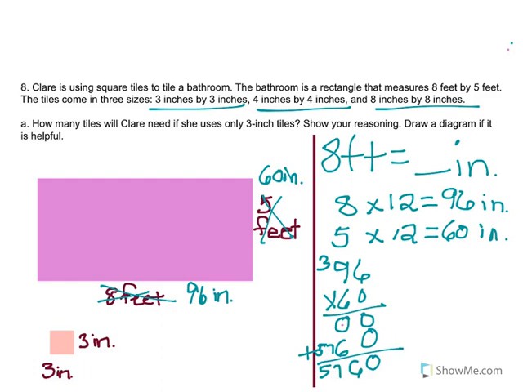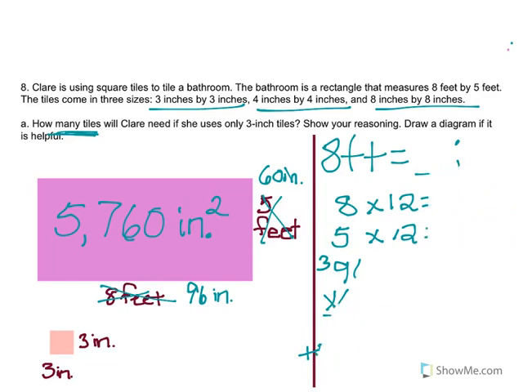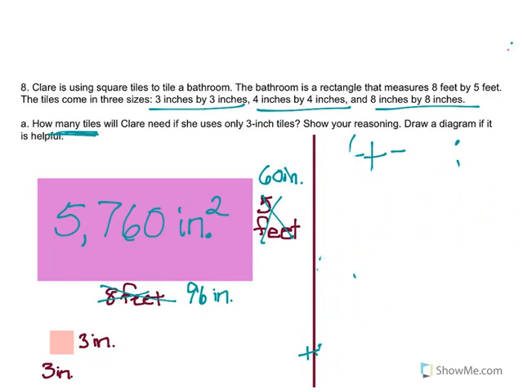So I know my area is 5,760 square inches, right? Am I done? No. All I've done is figure out the area. I have not figured out how many tiles Claire needs. So that's going to be my second step here. So I'm erasing so I have room. Grab my pen. So now I need to divide.